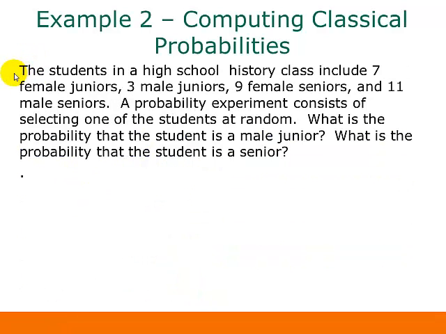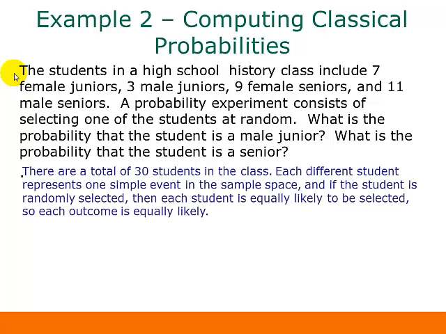Here's another example. The students in a high school history class include 7 female juniors, 3 male juniors, 9 female seniors, and 11 male seniors. A probability experiment consists of selecting one of the students at random. What is the probability that the student is a male junior? What is the probability that the student is a senior? Well, first of all, our sample space consists of all 30 students in the class. And I got the 30 just by adding up all the different categories of students and how many there were. So 7 plus 3 plus 9 plus 11. Each different student represents one simple event in our sample space.